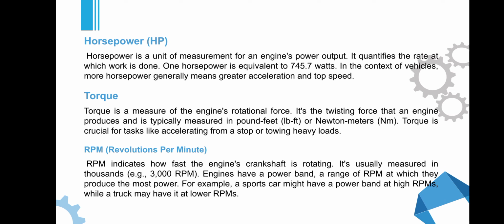Revolutions per minute, also called RPM. RPM indicates how fast the engine's crankshaft is rotating. It's usually measured in thousands. Engines have a power band, a range of RPM at which they produce the most power. For example, a sports car might have a power band at high RPMs, while a truck may have its at lower RPM.